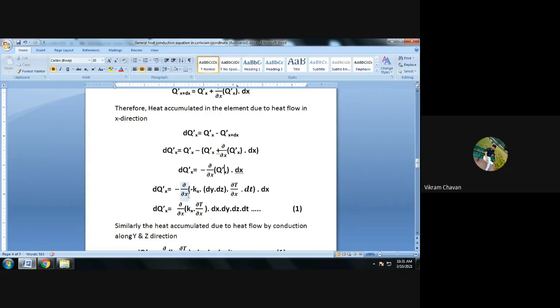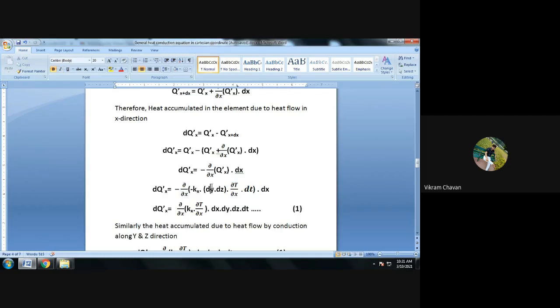if you are taking the partial derivative with respect to x, then the other parameters, dy and dz, will be considered as constants. You are taking the derivative with respect to x, then the parameters with respect to y and z will be constant. So these are the constants. dy dz is a constant, then dt will be constant.